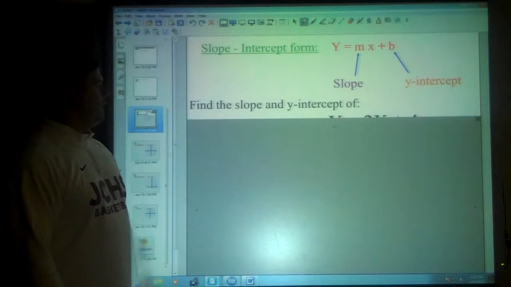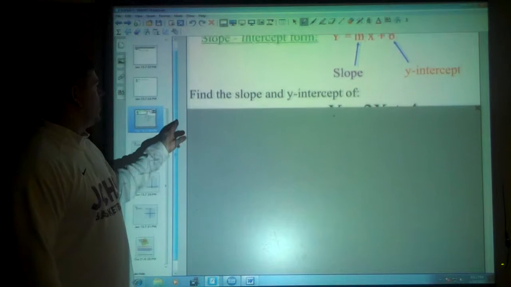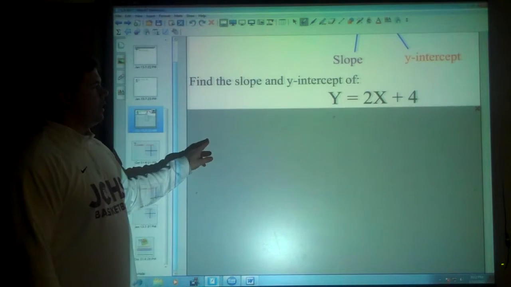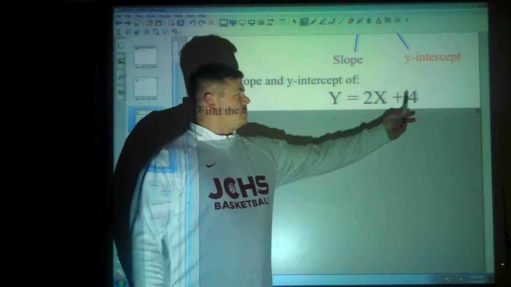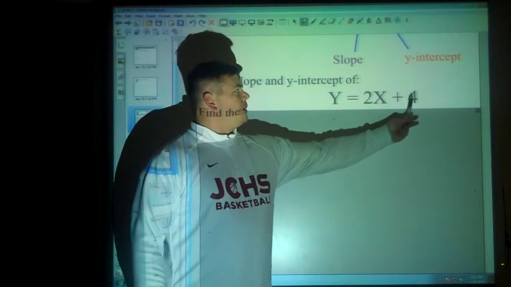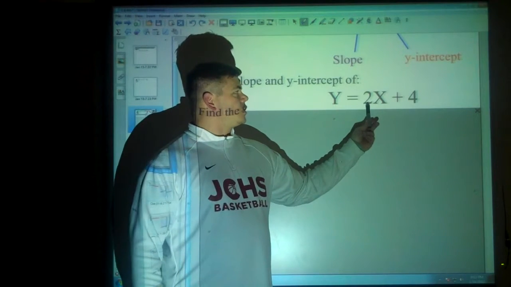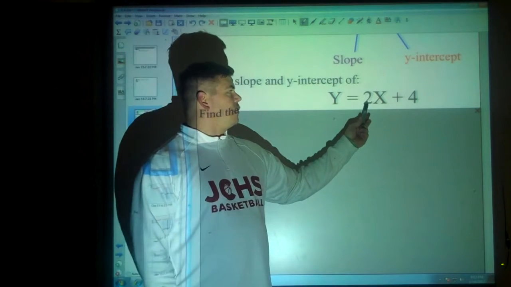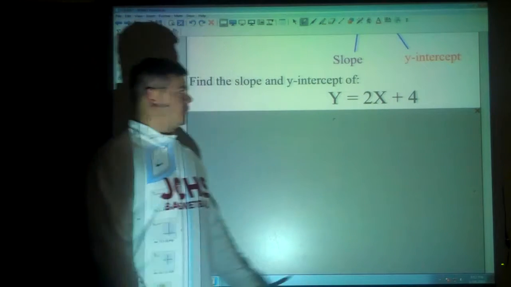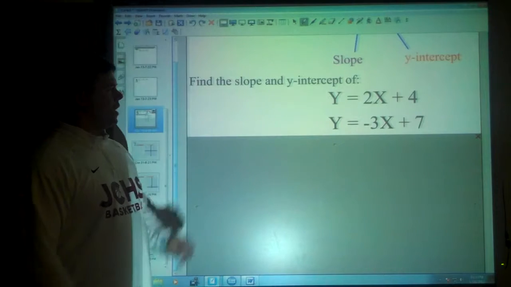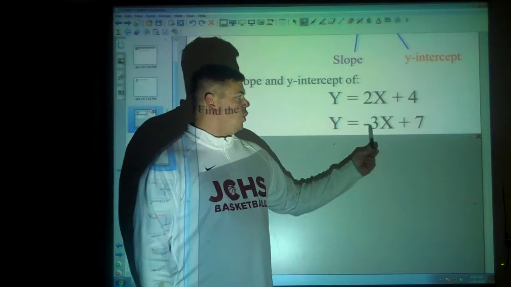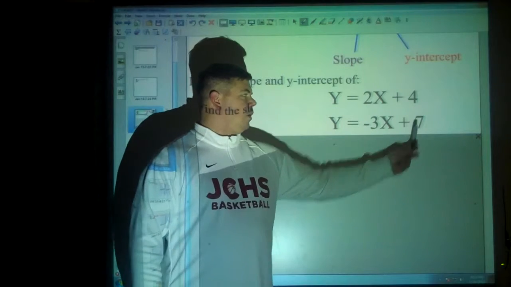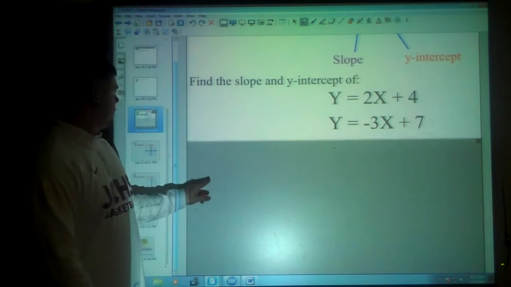As far as finding the slope and the y-intercept of these equations, let's take a look at this right here. Y equals 2x plus 4. Y equals mx plus b. The m is the slope, the b is the y-intercept, so 2 is our slope. If you want to write it as a fraction, that'd be 2 over 1, and the y-intercept is 4. If you saw negative 3x plus 7, y equals mx plus b, then our slope would be negative 3 over 1, and our y-intercept would be 7.